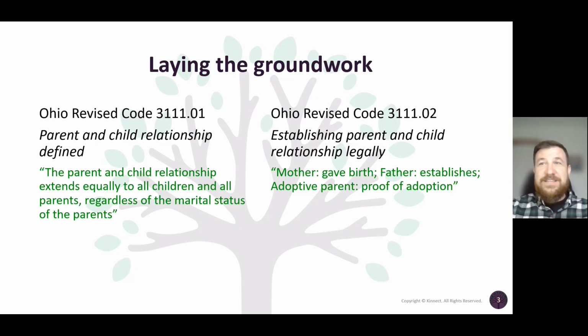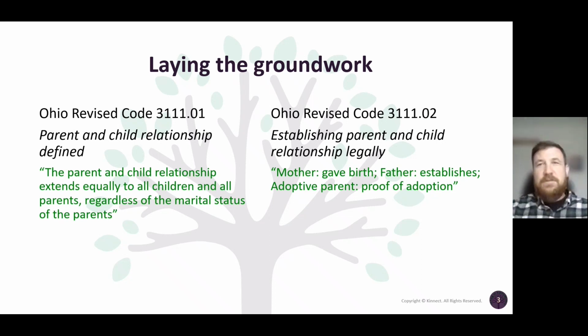First, we're going to start with the legal relationship as it's defined in the Ohio Revised Code. The parent and child relationship extends equally to all children and all parents, regardless of the marital status of the parents. How is that establishment of the parent and child relationship done legally? Well, for a mother, she gives birth. A father establishes. And an adoptive parent shows proof of adoption. That's how it's laid out in the Ohio Revised Code.